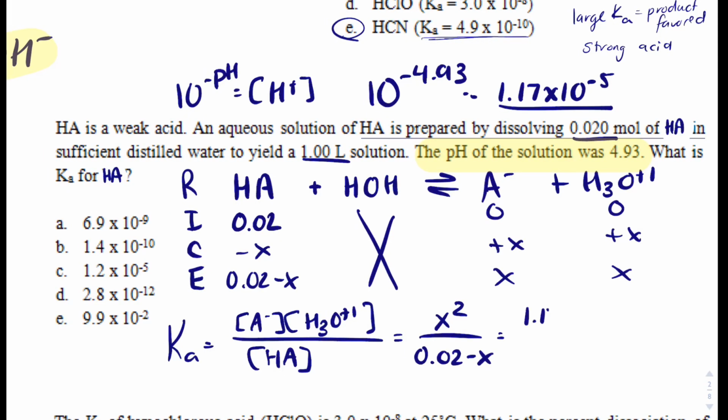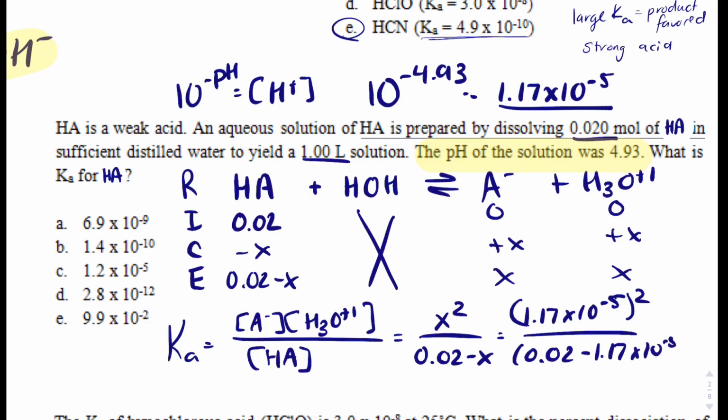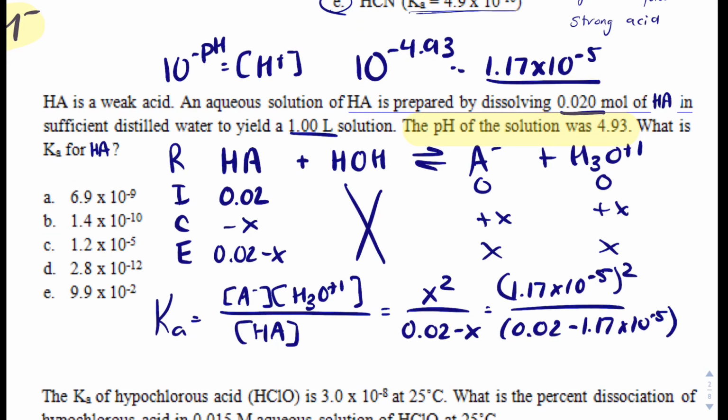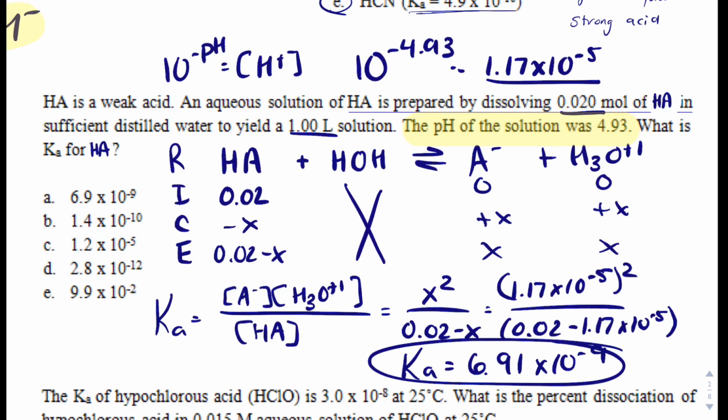So we'll take 1.17 times 10 to the minus 5. We will square it, and then we'll take 0.02 minus 1.17 times 10 to the minus 5. I'm going to plug that into my calculator. Squared divided by 0.02 minus that. And I'm running out of room, but my Ka looks to be 6.91 times 10 to the minus 9. And since that is an answer, I feel pretty good about it.